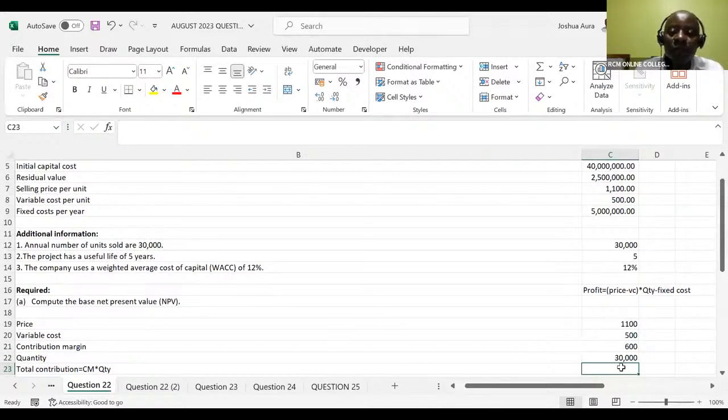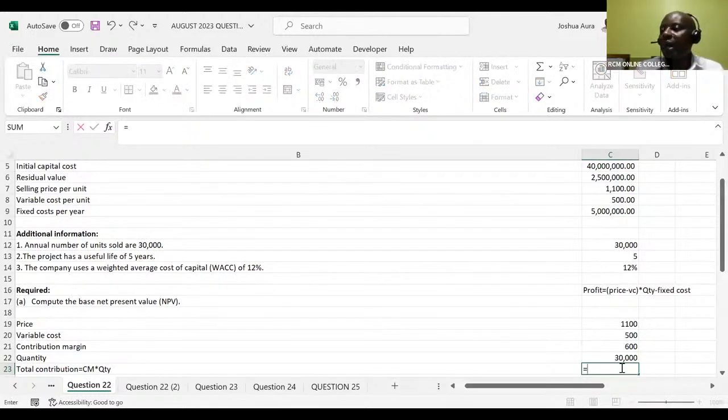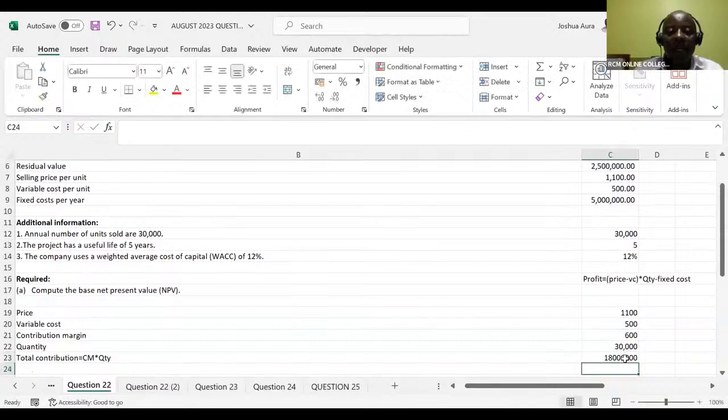So that now you can get the total contribution by saying equals. You pick the contribution per unit that you have, and then you say times the quantity that is there. You're simply progressing. So come here and say enter. When you say enter, ladies and gentlemen, you are able to see something interesting there. Now you have what we call total contribution.